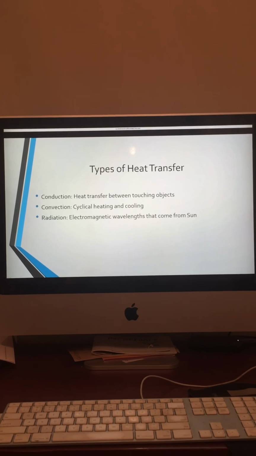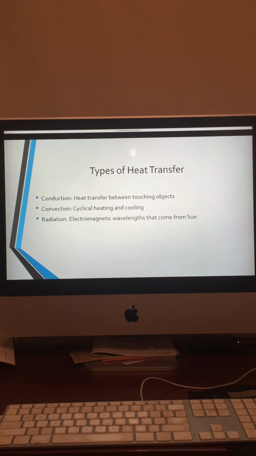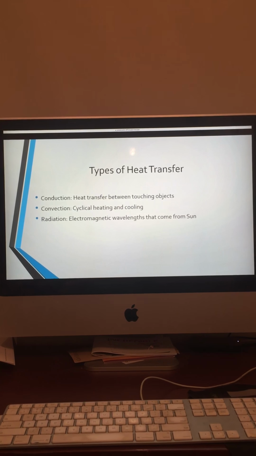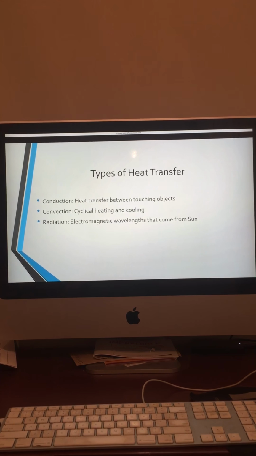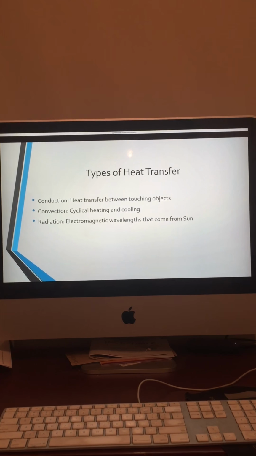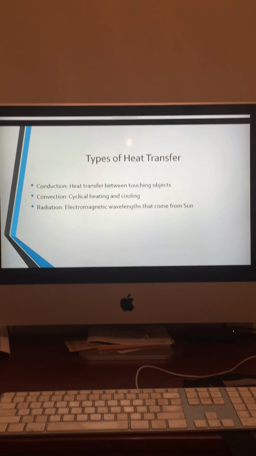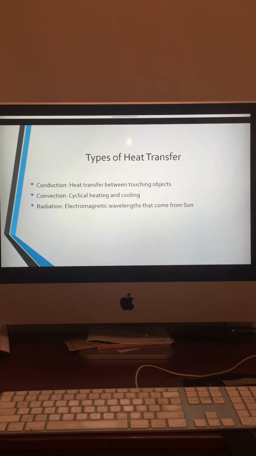Types of heat transfer. There's conduction, which is when two objects are actually touching each other, and one will absorb heat from the other. There's convection, which is a cyclical heating and cooling, where the hot air moves out and the cool air moves in to be heated. And there's radiation, which is electromagnetic wavelengths that come from the sun and other objects that produce heat.